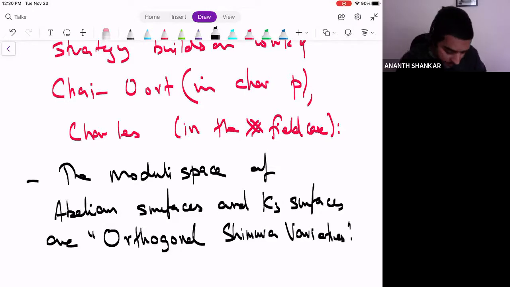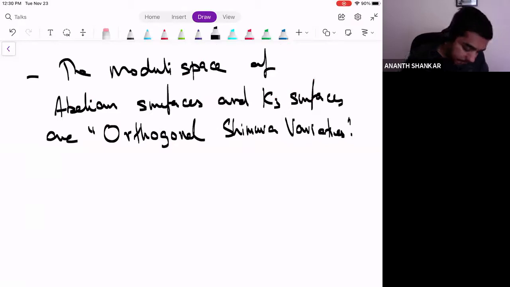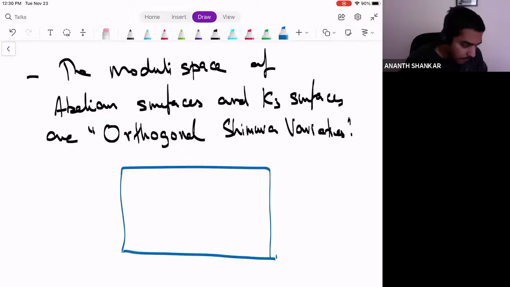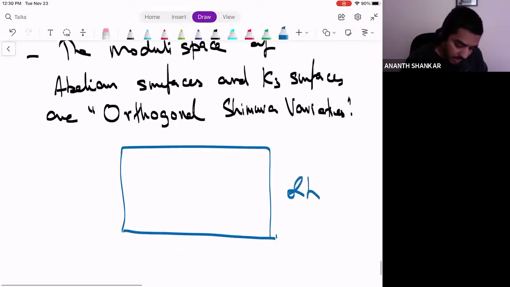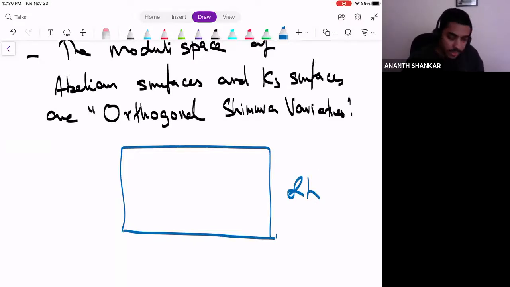So I'm not going to define what these are, but rather I'll talk about properties that they have. So say you have an orthogonal Shimura variety, it's just a variety. It is a priori defined over the complex numbers, but it admits extremely nice descents to Q, to the field of rational numbers. And not just that, these moduli spaces also have extremely nice integral models over Z.